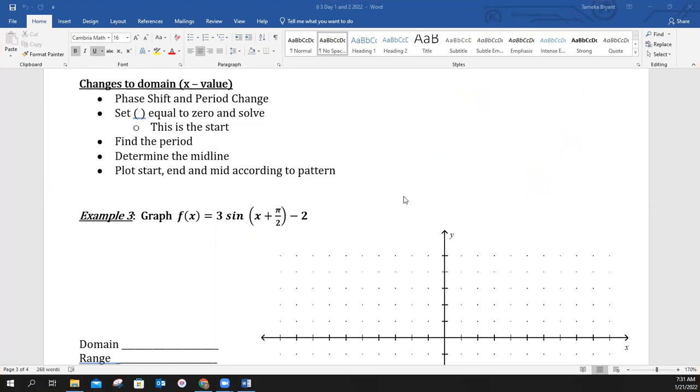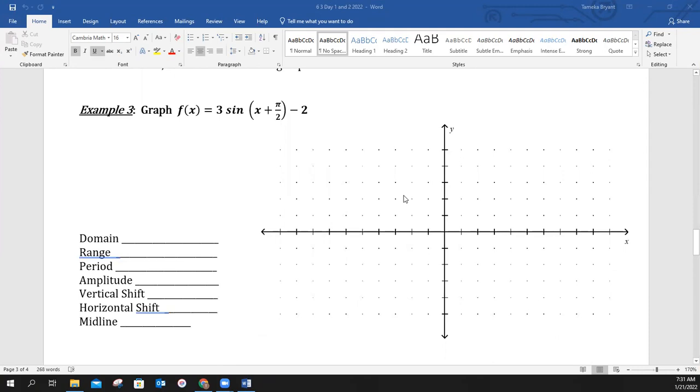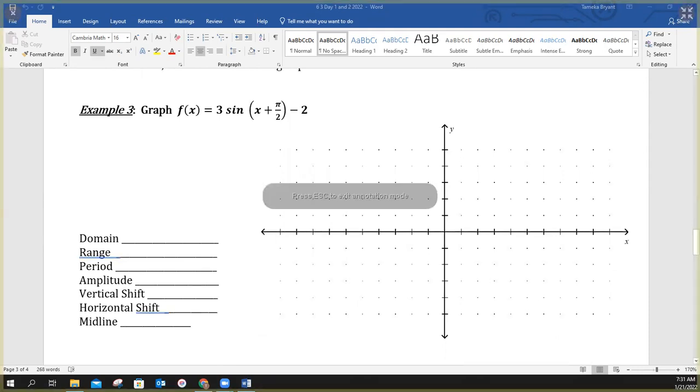So let's look at example 3. So the first thing I'm noticing is that we have an A value. So A is 3. The number in front of X is 1. So that's your B value. We actually have to set this equal to 0 to get our phase shift. And our vertical change, or K, is -2.